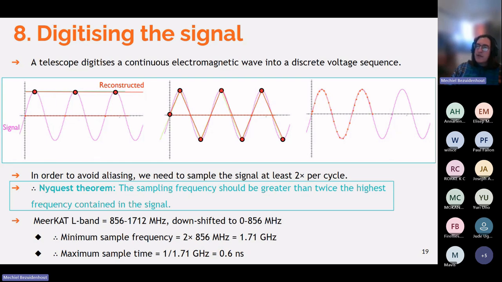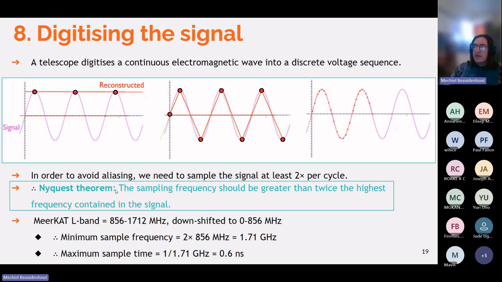And so the Nyquist theorem states that the sampling frequency has to be greater than twice the highest frequency contained in the signal. So remember, our signal from an astrophysical object will be the superposition of many independent frequencies. And in order to avoid aliasing altogether, we have to sample at twice the frequency of the highest frequencies in the signal.